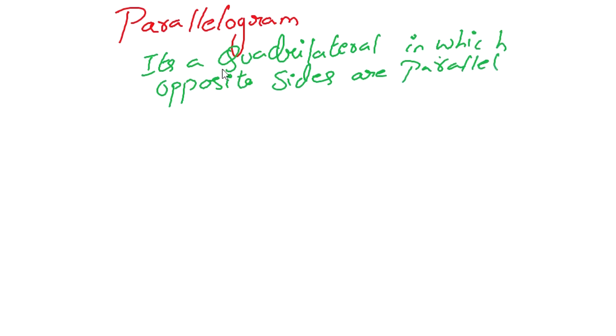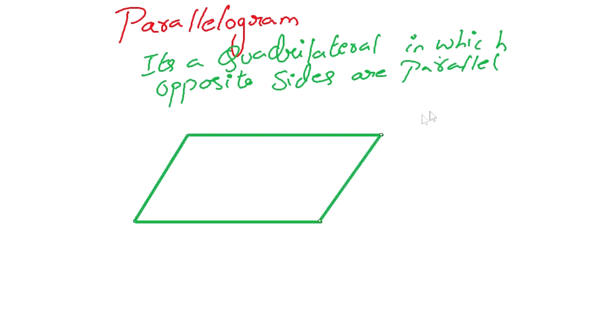So this is what a parallelogram means. Now let us take a look at how a parallelogram would look. A parallelogram is something that would look like this. In this parallelogram, these two sides are parallel to each other and similarly these two sides are parallel to each other, and also the opposite sides are equal to each other. That is, these two sides are equal and these two sides are equal.